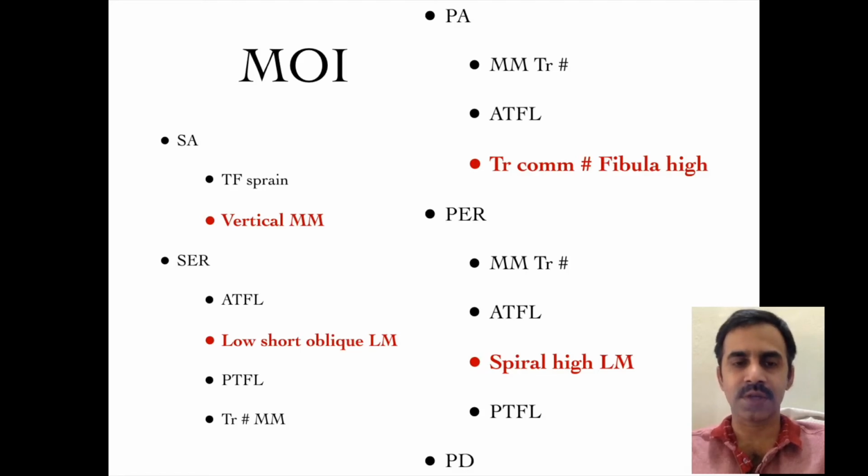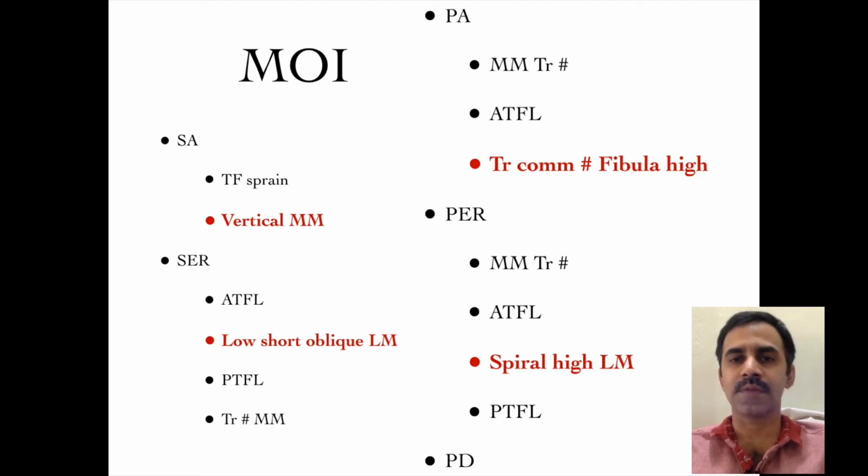SER is supination external rotation injury. The injury starts as an injury to the ATFL. There will be a low oblique lateral malleolus fracture. Then the PTFL is injured. Then finally there will be a transverse fracture of the medial malleolus. So in case of a supination injury, the medial malleolus will be the last one to be injured.